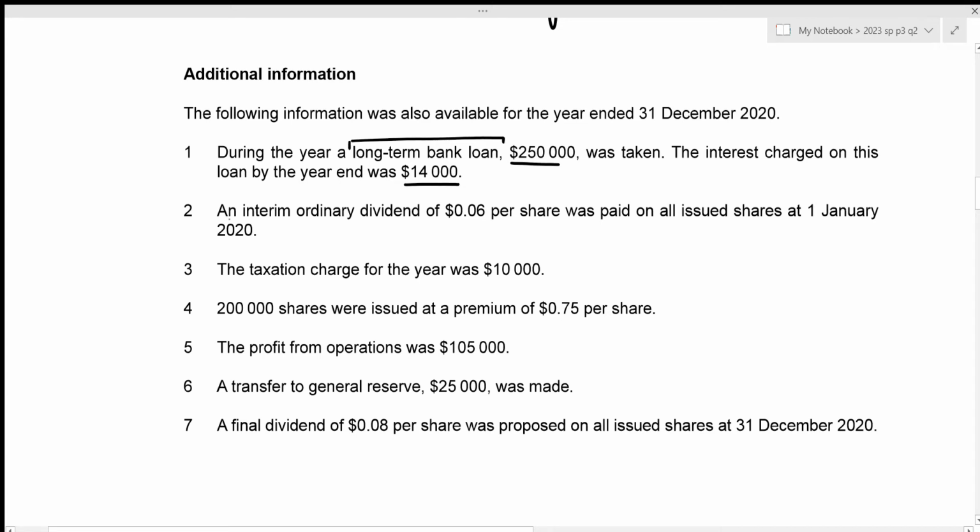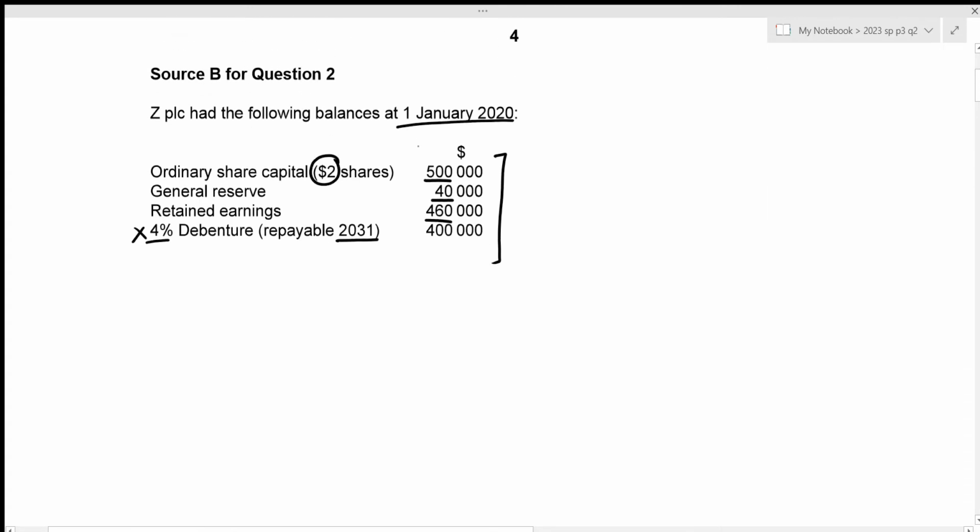Then secondly, we have an interim ordinary dividend of 0.06 per share was paid on all issued shares at 1st January 2020. So this just means that in order to figure out the total interim ordinary dividend paid, we just need to multiply this rate to our number of shares that were issued at the date of 1st January 2020. Now, in order to figure out our number of shares, we just divide the total value by our nominal rate. So in this case, at the date of 1st January 2020, our number of ordinary shares is going to be 500,000, which is its total value, divided by the nominal rate, which is 2.